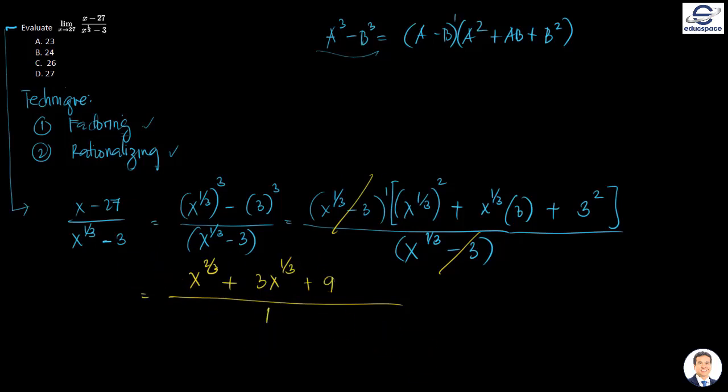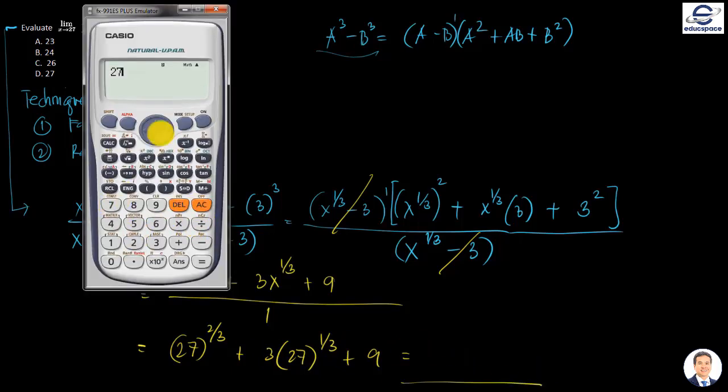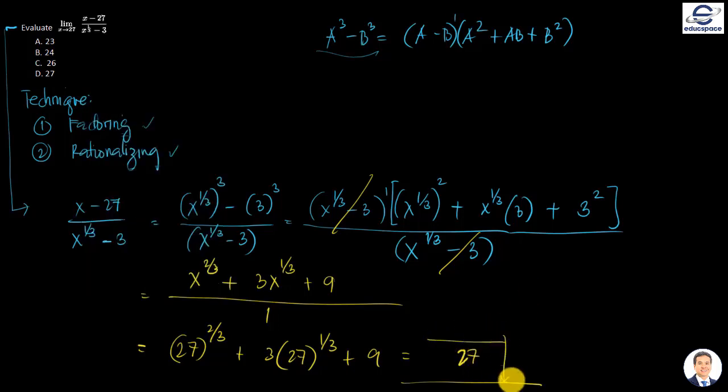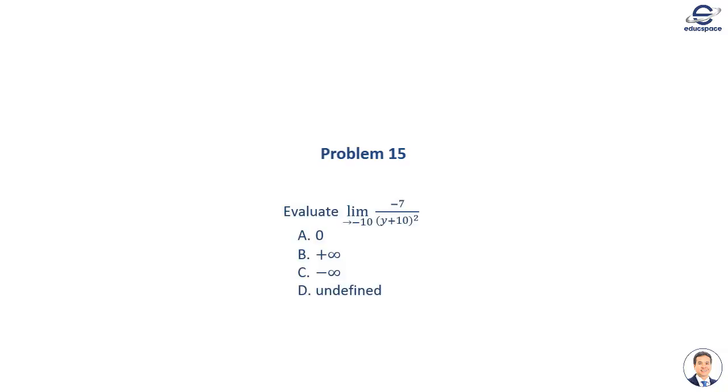So it's quite obvious that we have a very simplified equation. If we substitute the value of x, that is 27, we have 27 raised to 2/3 plus 3 times 27 to the 1/3 plus 9. We have 27 raised to 2 divided by 3 equals 9, plus 3 multiplied by 27 raised to 1 divided by 3, which is 9, plus 9, equal to 27. So the answer here is letter D.